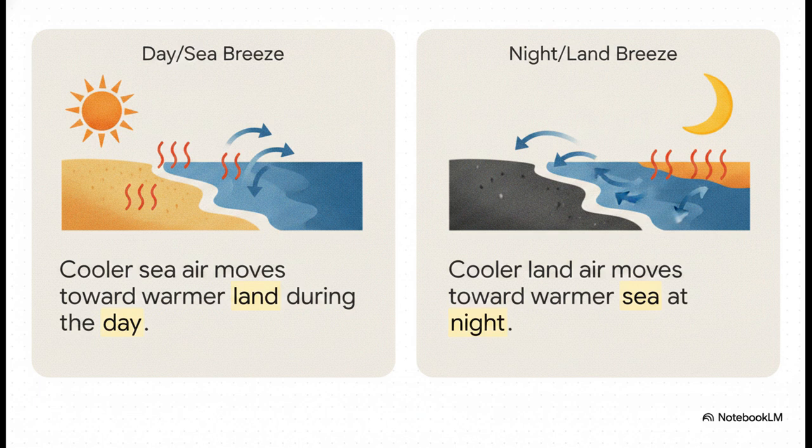But at night, the exact opposite happens. The land cools down super fast, but the sea stays nice and warm. So the warm air over the sea rises, and the cool air from the land blows out toward the ocean. And yep, you guessed it, that's a land breeze.